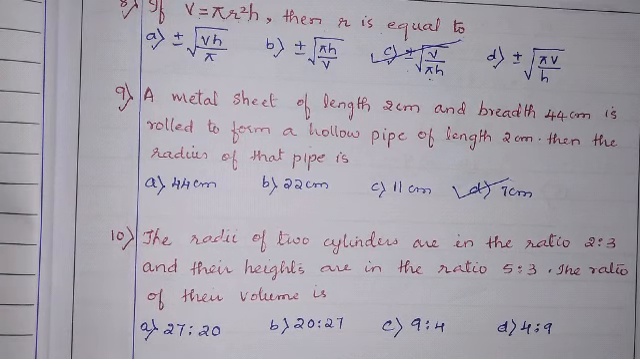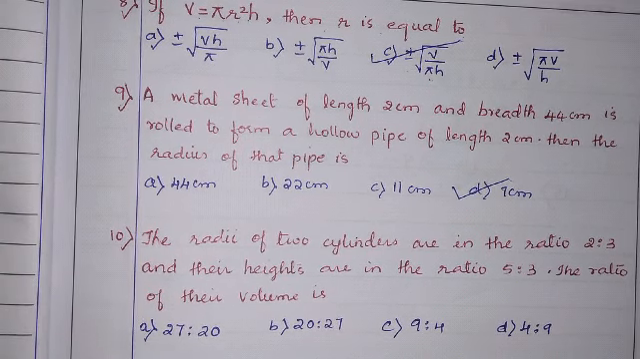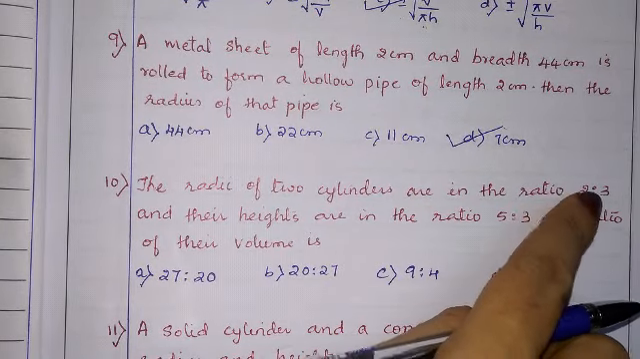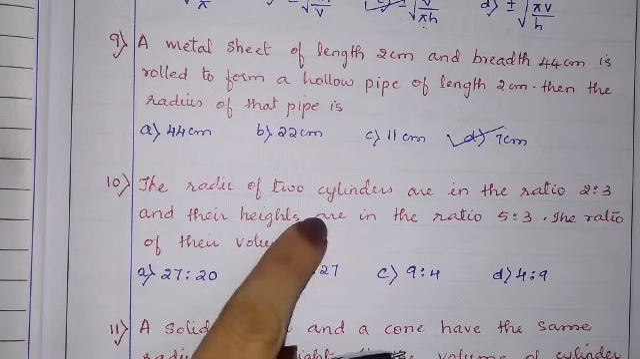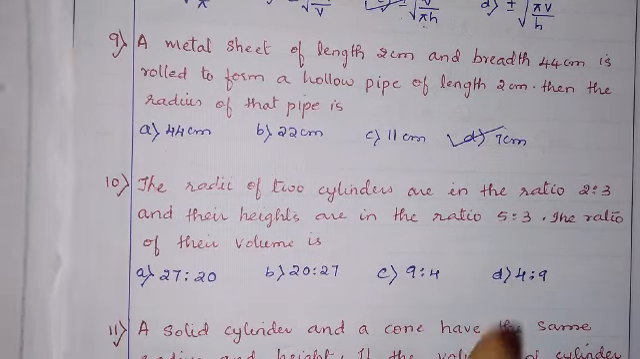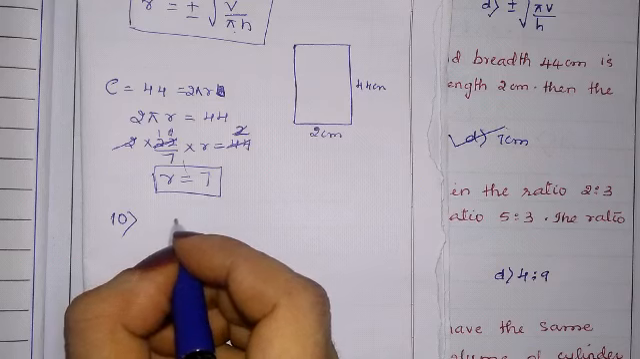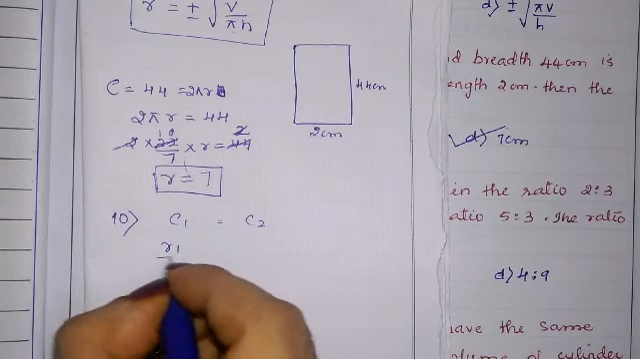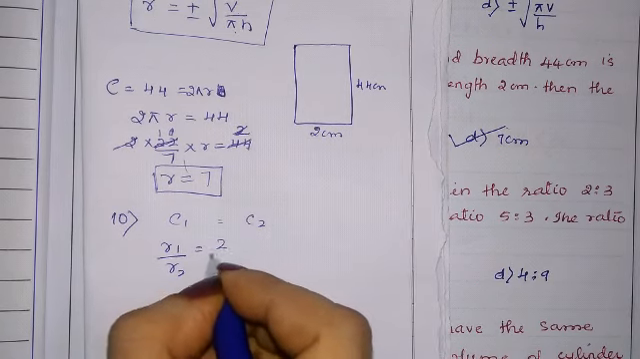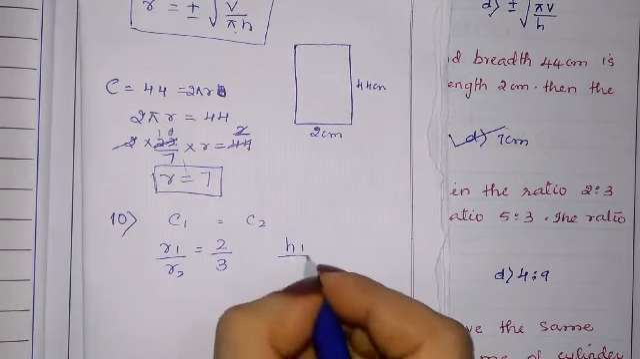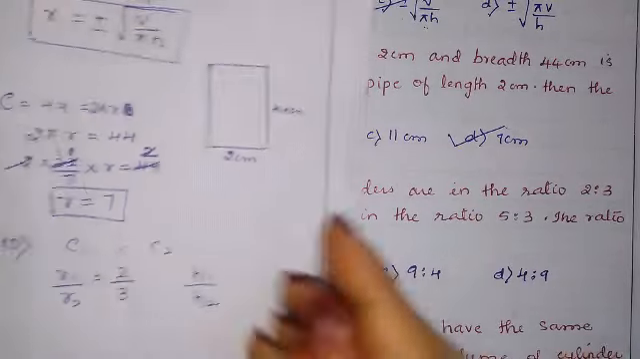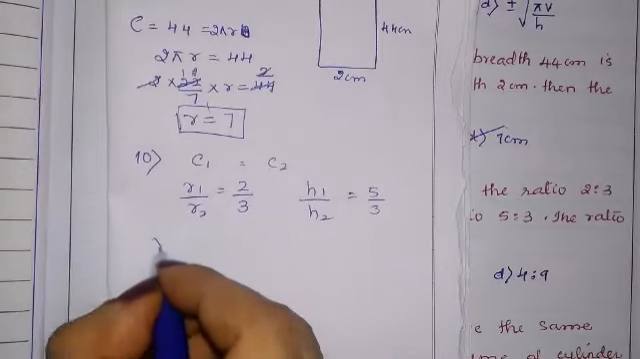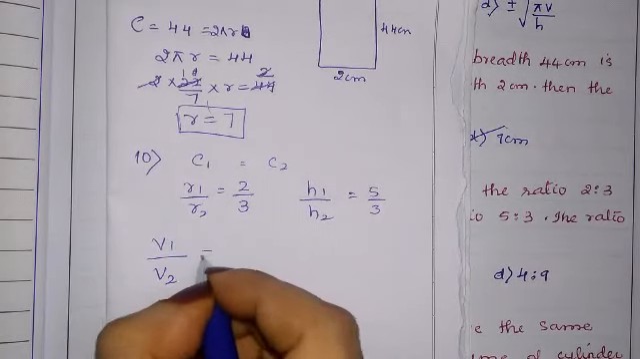Let us see the 10th one. Question number 10. The radii of two circular cylinders are in the ratio 2:3 and their heights are in the ratio 5:3. Radii are in the ratio R1 upon R2 is 2:3, and H1 upon H2 is 5:3. Then the ratio of their volumes, V1 upon V2, is what?